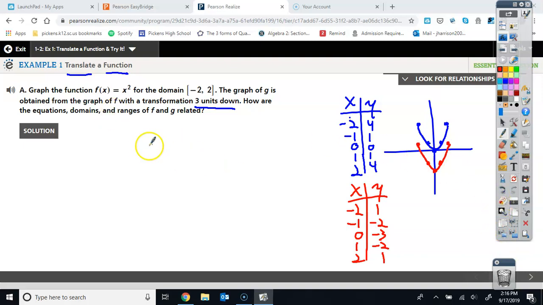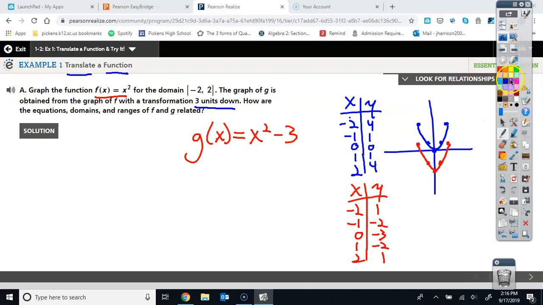What that means is we also have a new function g of x represented with the red of x squared minus 3. Because that is what we did. We took this original function we call a parent function and we moved it down 3 spaces.